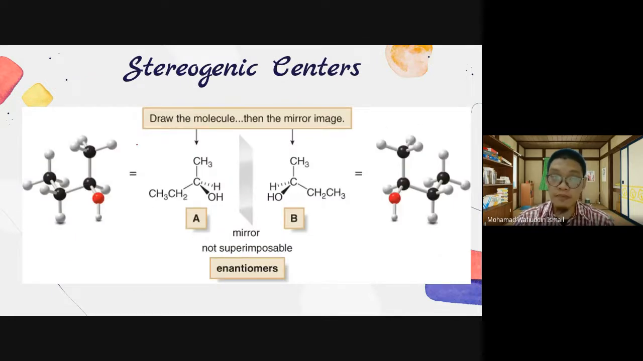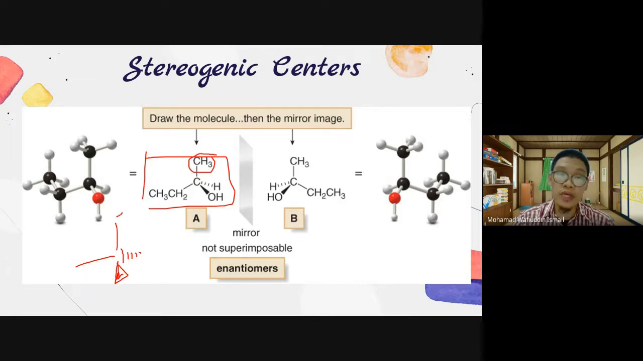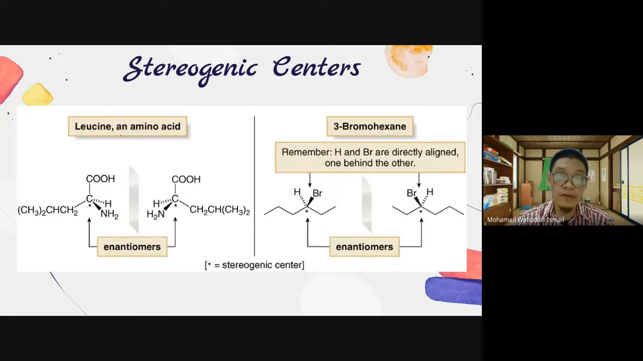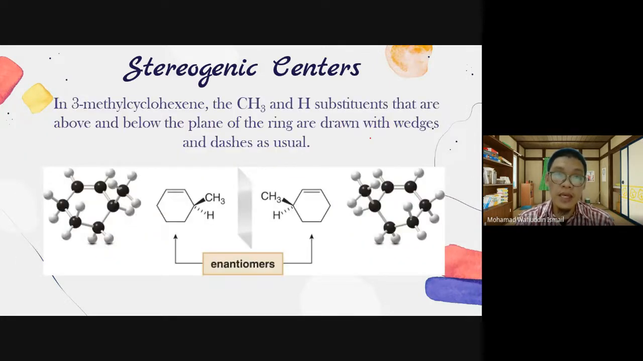Okay, this is another, bigger example for you. So first, it will always be drawn like this, because we look at the four different groups only. So here there will be two in the plane, one in the front, and one in the back. So again, draw it in the mirror image form. Because in this example we have an amino acid, and then this is bromohexane. In trimethylhexane, the CH3 and H, which lie above and below the plane of the ring, are drawn with wedges and dashes as well.